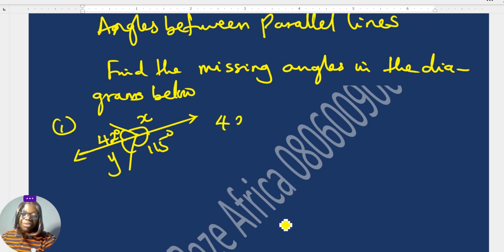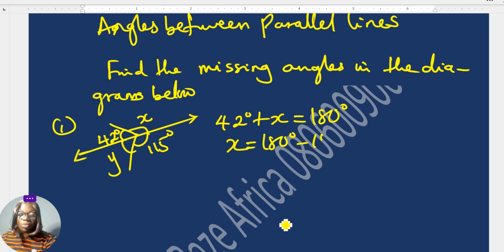Now if you look at it very well, you see that 142 and x are on a straight line. So the sum of these two angles will be equal to 180 degrees because they are on a straight line, and that will make us call them supplementary angles. Now x will be equal to 180 degrees minus 142 degrees because we have to collect the like terms. So x is equal to 38 degrees.